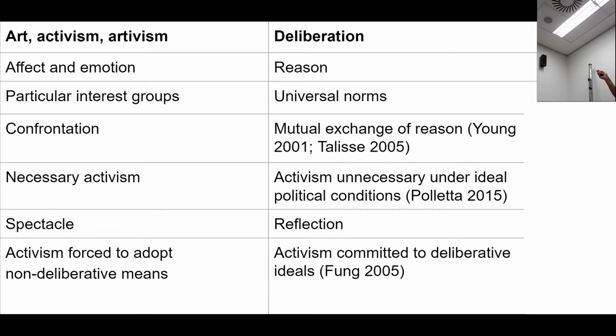When I'm looking into theories on activism and deliberation, activism is often distinguished from deliberation. Theories are saying that activism is about affect and emotion, where deliberation is about reason. Activism is about a particular interest group, where deliberation is about universal norms. Activism is about confrontation. Deliberation is about mutual exchange of reason.